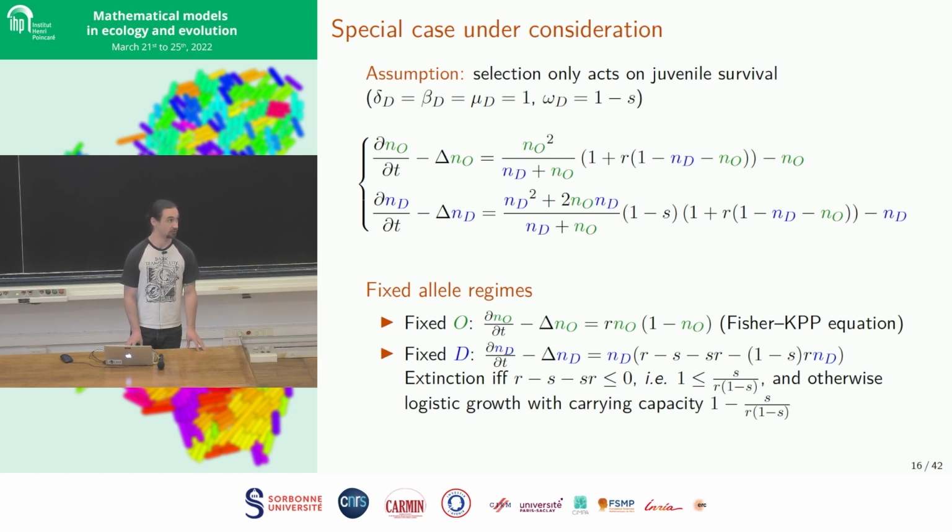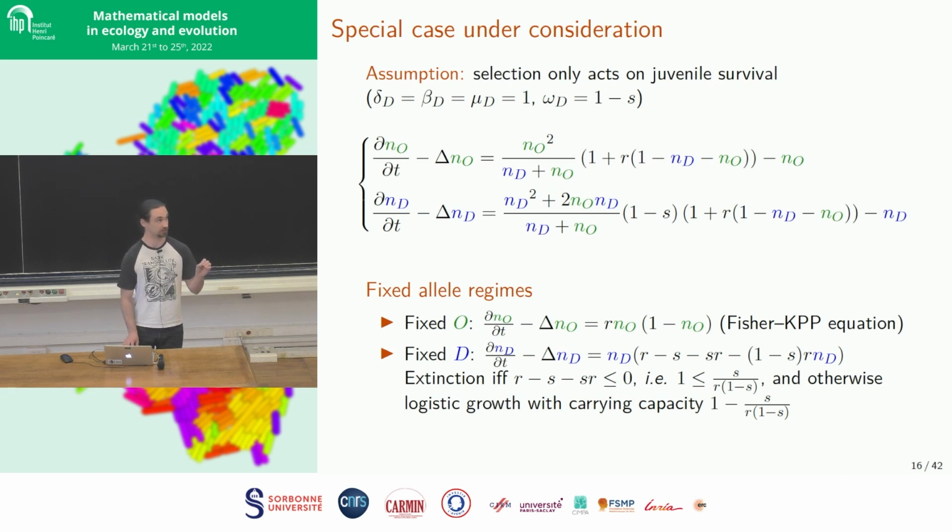And on the contrary, if you have only drive individuals, then you have an equation that looks the same, but has basically two outcomes. If this quantity R minus S minus SR is non-positive, then you're going to have eradication, suppression of the population. And on the contrary, if it's positive, then you have a logistic growth with carrying capacity equal to (1 minus S) over R(1 minus S). And I want to comment on that right now.